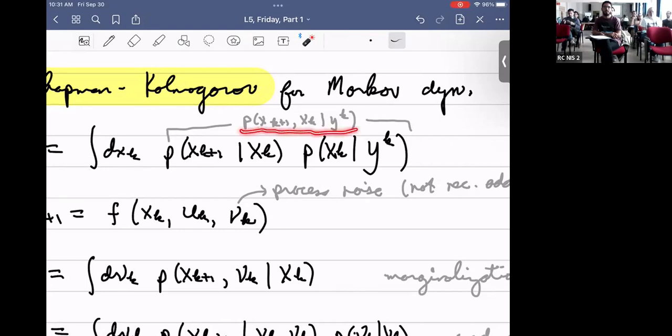So we take P of x k plus 1 and x k, given the y k's, and then we decompose it like this. This should also be a function of the y k's, but because it's Markovian, it isn't. And then we're left with the P of x k given the y k's.